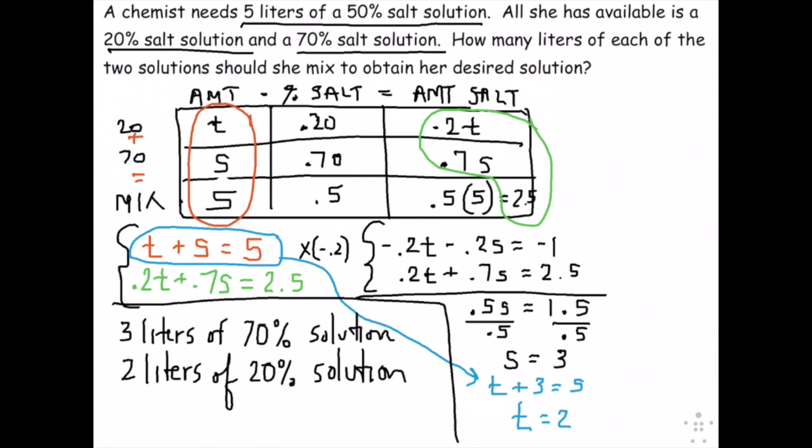So again, as a recap, the equations in mixture problems come from the columns. Almost always the first column on the left and then the last column on the right. And the top up here is always the same. It's the amount I have times the percent of whatever, in this case salt, equals the amount of whatever. In this case, it's the amount of salt.